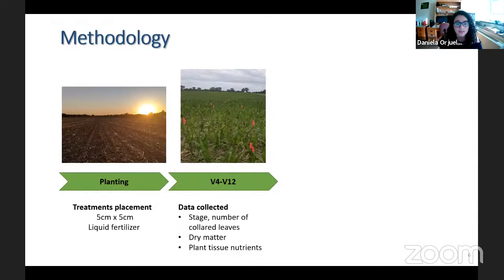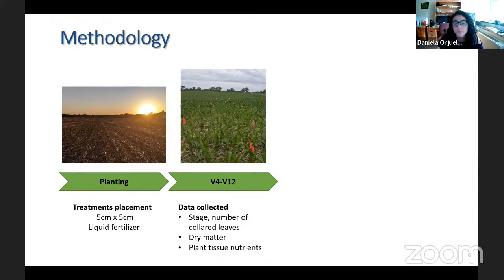Across the season, we have different sampling dates. The treatment placement that we used was 5 centimeters by 5: 5 centimeters below the seed and 5 centimeters to one side of the seed. We used liquid fertilizer, and a total of four different fertilizers to supply all the treatments.